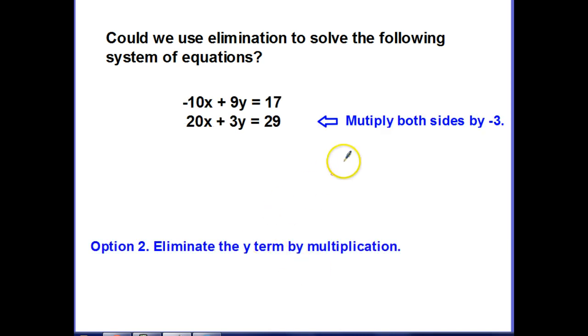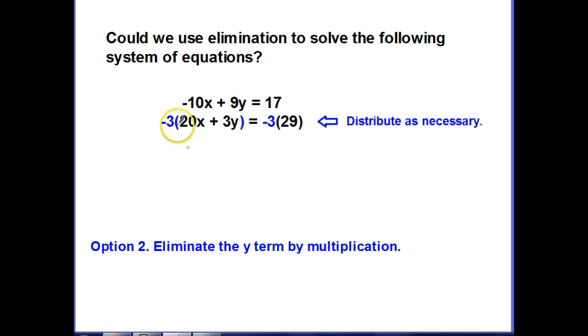We can also multiply both sides by negative 3 if we want to eliminate the y terms in the multiplication. So we tried doing the x terms, we can also do the y. If we multiplied both sides by negative 3, watch what happens here. Negative 3 times 20x is whatever that is, and negative 3 times positive 3, what's that going to give us, and how does that relate to this positive 9y? We're going to get negative 9y once we do the distribution.